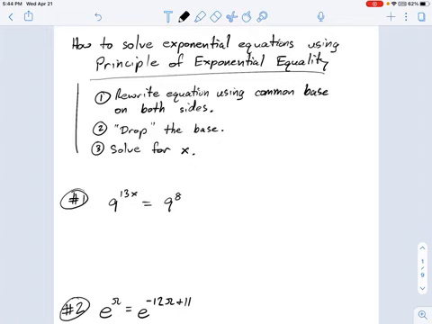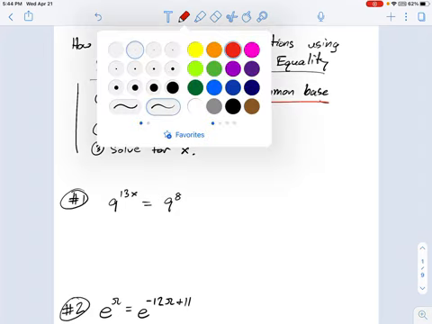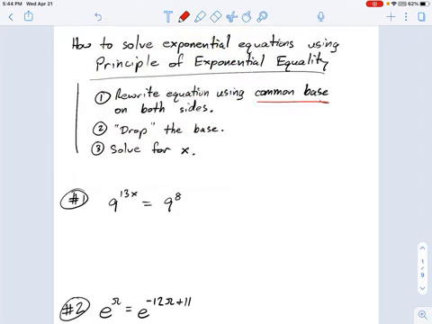So what we're doing is 3 steps. We're rewriting the equation using what's called a common base. In other words, what a common base means is, take a look at this example. Here are the bases. See how they're both 9? In this case, we don't need step 1 because it's already written in common base. But if it's not written with a common base, then we'll go ahead and do that for the next examples.